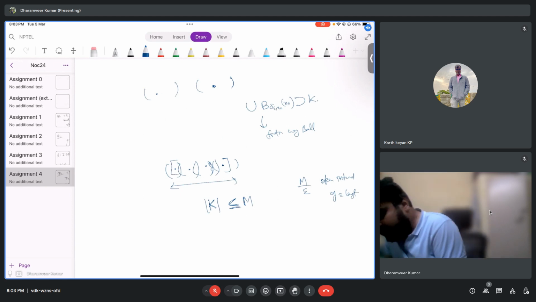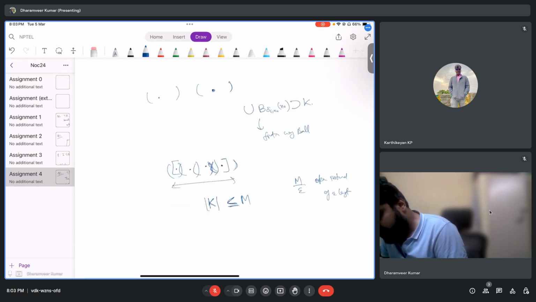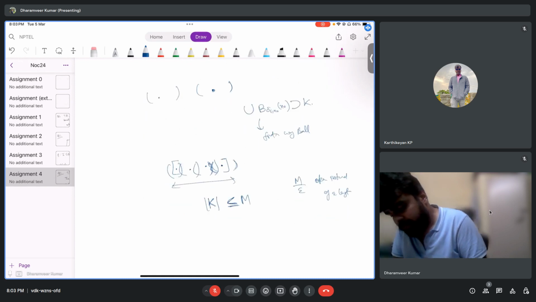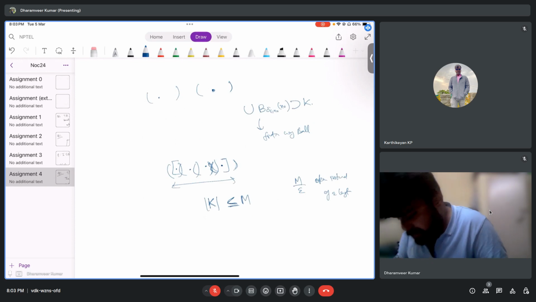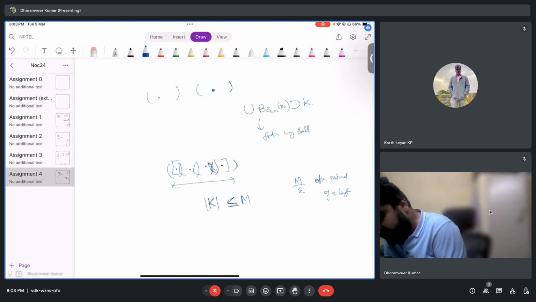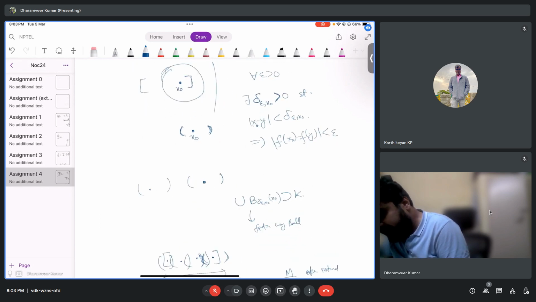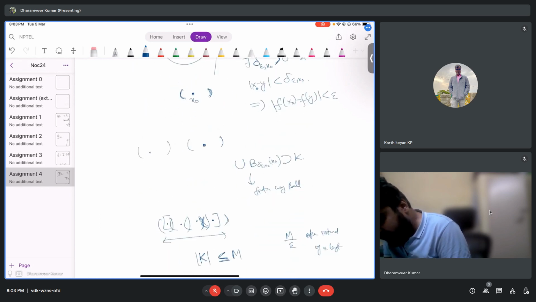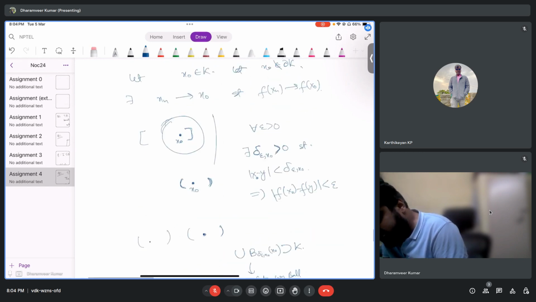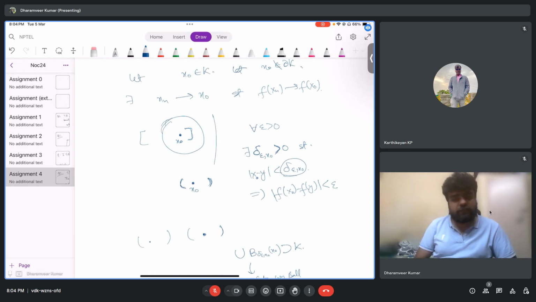Okay, so once that happens, what you do is choose, so there are these deltas which depend on n. If you have delta epsilon for each, what you can do is choose the smallest one.